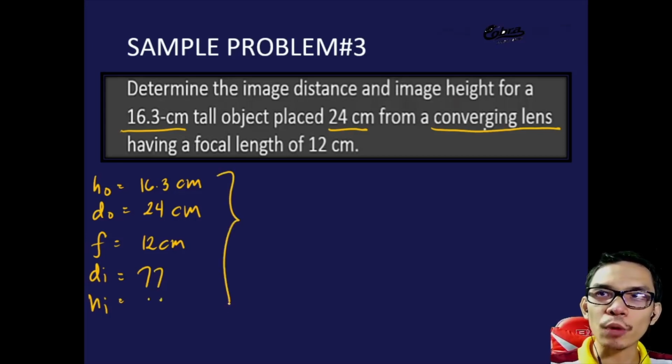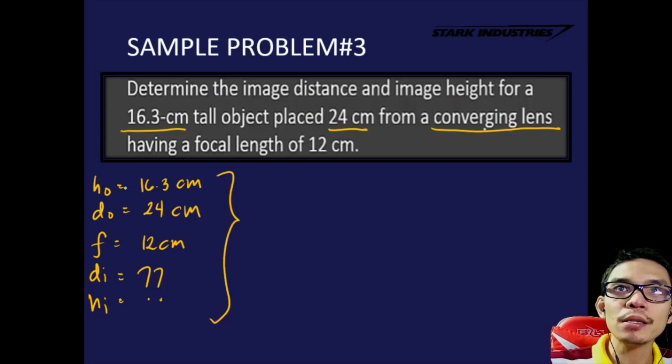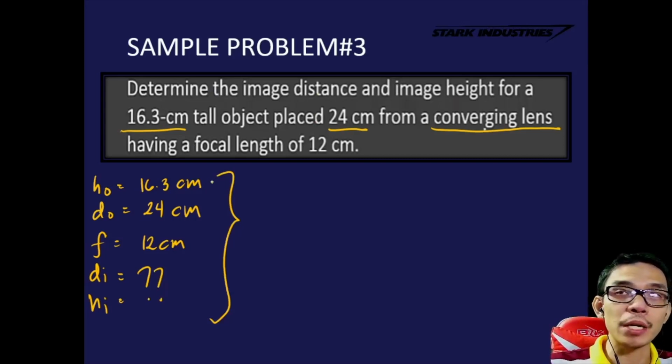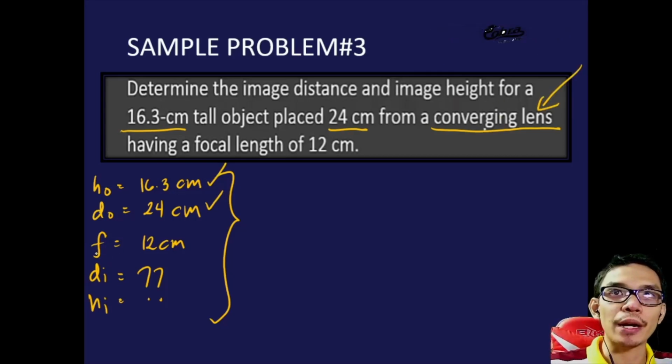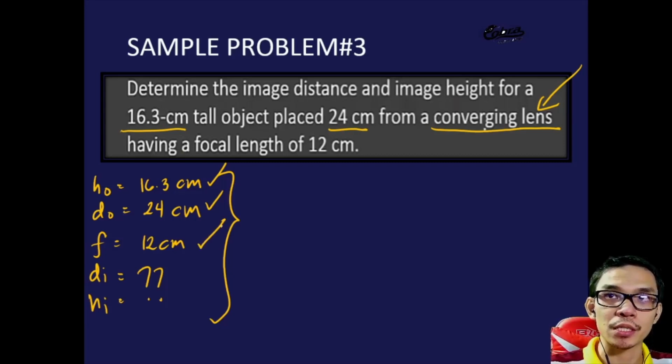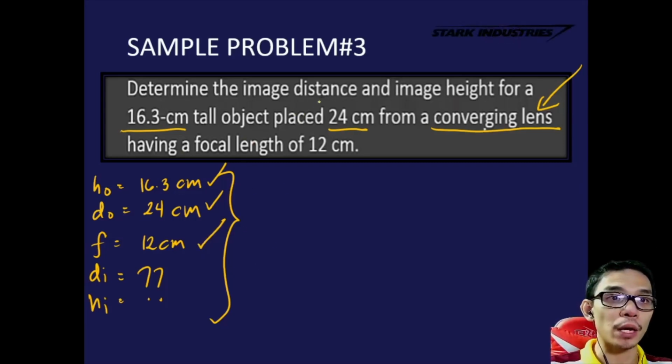Now let's check this one if we are good to go. The height of the object and the distance of the object are always positive. Next one, how about the focal length? Since this is a converging lens, the focal length is positive 12. Alright, so this is good. Now we will divide this into two processes.